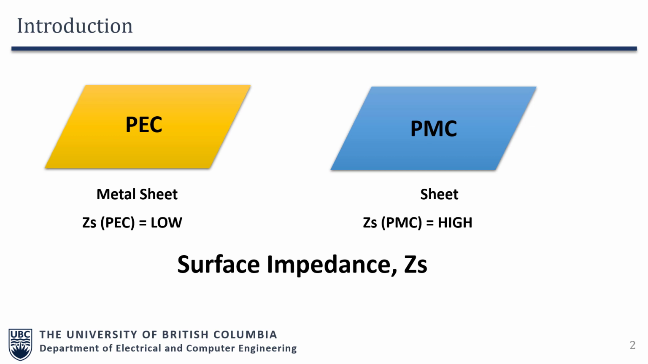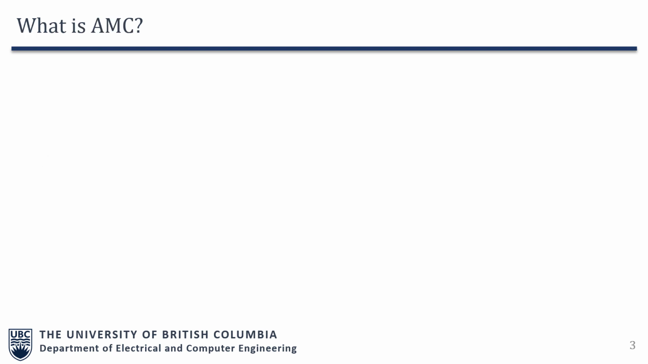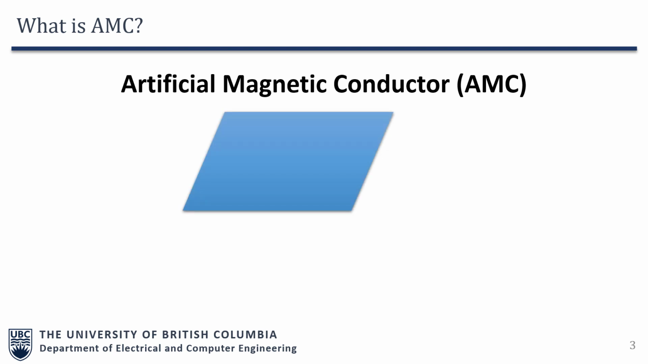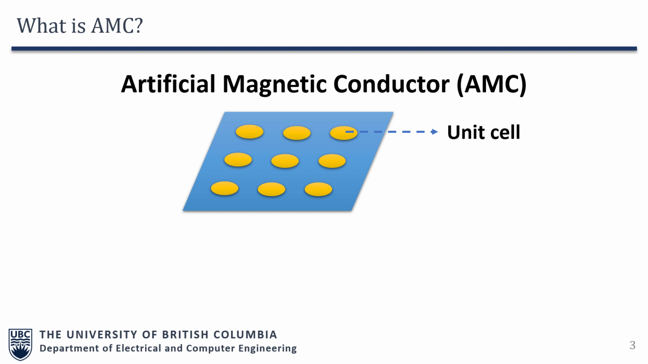Now moving on to the AMC part. So basically, what is AMC? Artificial magnetic conductor is a type of PMC, or perfect magnetic conductor. Although that's a very idealistic situation, we call it perfect, but basically we can create this artificial magnetic conductor type of behavior with this surface. It's basically a periodic arrangement of unit cells which have similar or identical properties.